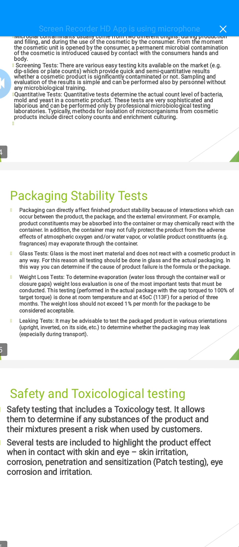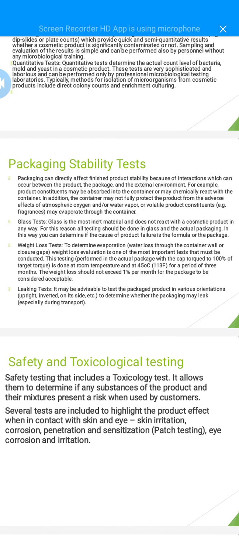Then the packaging stability test. Packaging can directly affect finished product stability because of interactions which can occur between the product, the package, and the external environment. For example, product constituents may be absorbed into the container or may chemically react with the container. In addition, the container may not fully protect the product from different environmental conditions like oxygen and water vapors, or volatile product constituents may evaporate through the container.